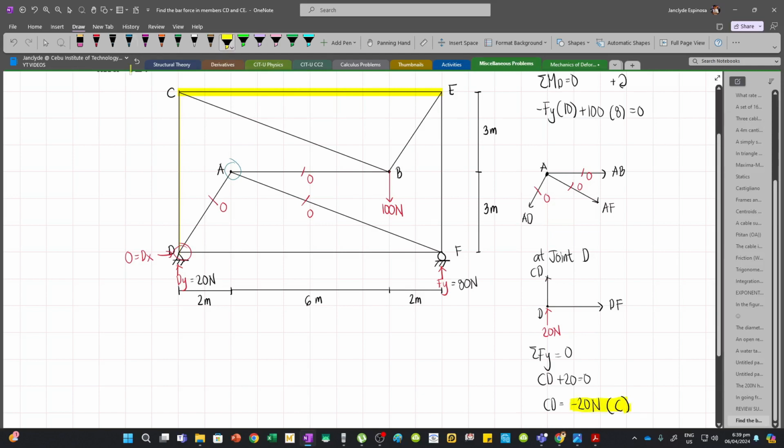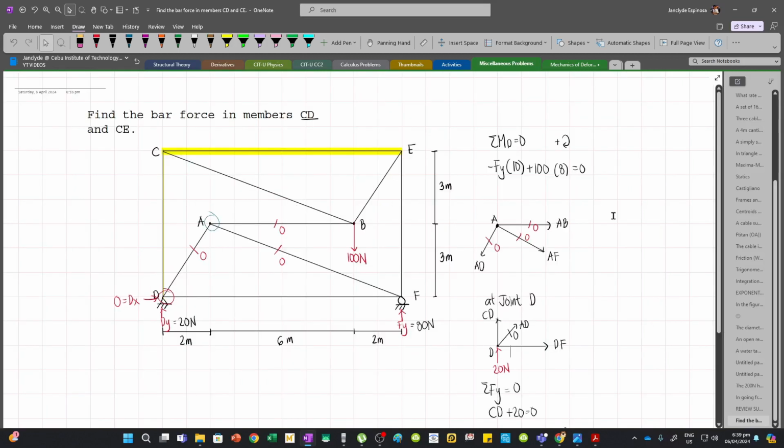And so this is now our answer. Now by the way, hindi ko na to sinulat kasi magiging 0 lang din yan. So if this is AD, this is 0, we can just neglect that. Now paano naman if yung CE yung hinahanap? Diba, if you apply the method of joints, mahihirapan ka kasi kailangan mo pang hanapin yung force dito saka dito para makuha yung CE. However, di ba, alam natin na 0 na yung forces dito.